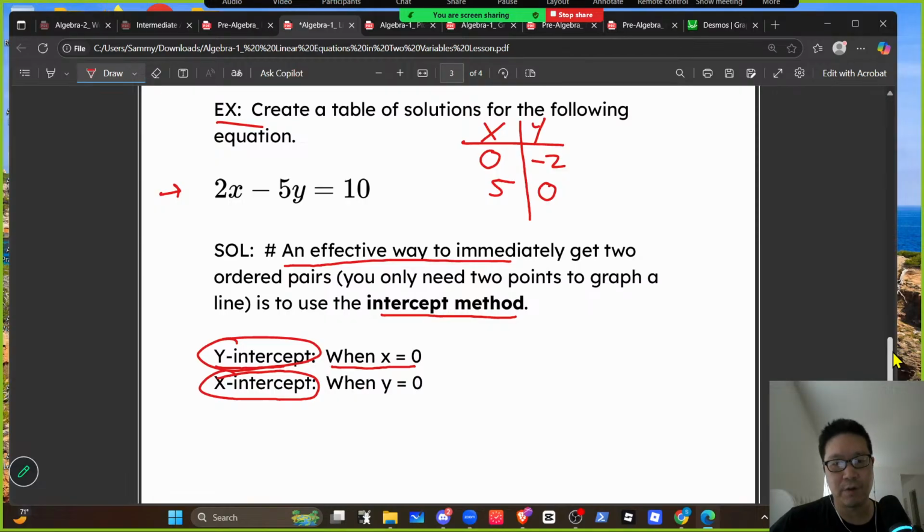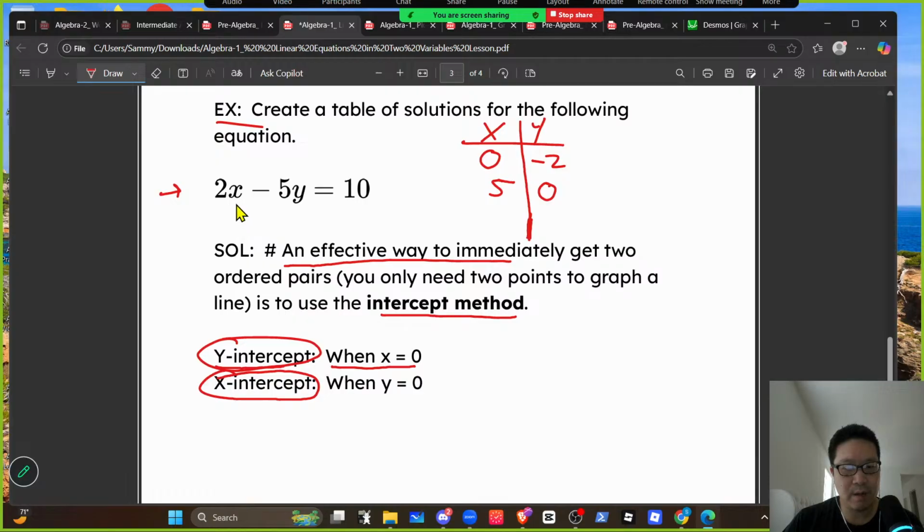Sometimes, though, for a little bit of completeness, you might want a third point, okay? Or a fourth point or a fifth point, just if you want it to be more accurate than simply having 2 points. To get a third point, what I would do is just plug in any number for either one and solve for the other. So let's try something that I think would give us an integer solution instead of a fraction.